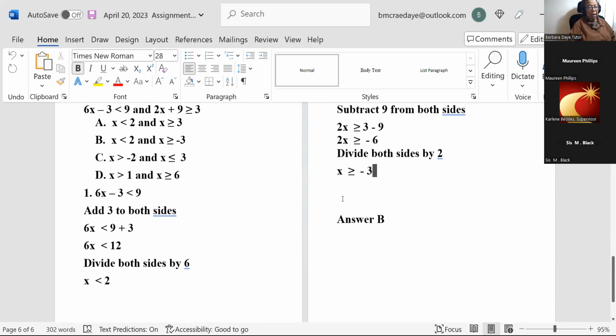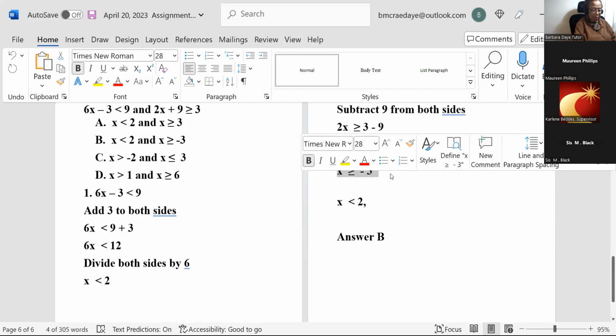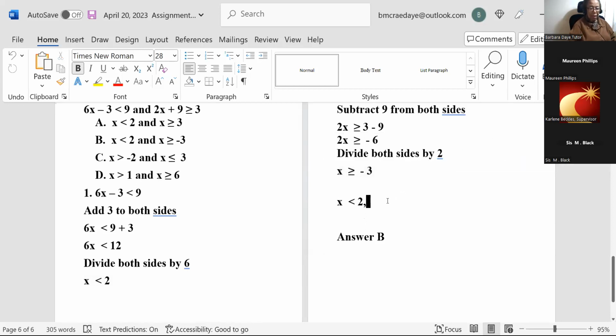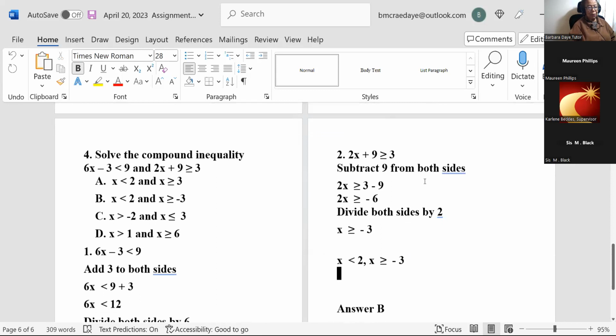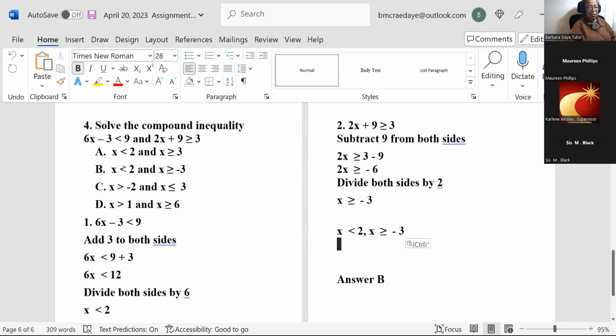So your answers would be what? Let's put x less than 2. That's for equation number 1. So let's just put that there. That's one of the answers. And let's just put comma. And let's put the second equation. Okay. And we get what Maureen got, right? Yeah, answer B. So that's why I look at it. My answer was wrong. X less than 2, there it is. And x greater than -3. My number 2 answer wasn't right. Okay.